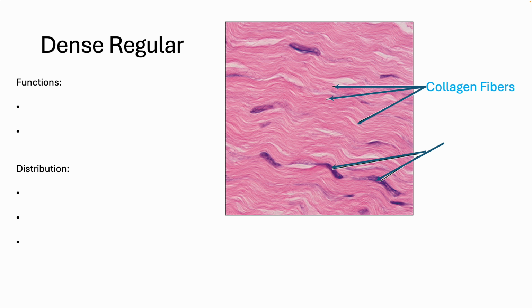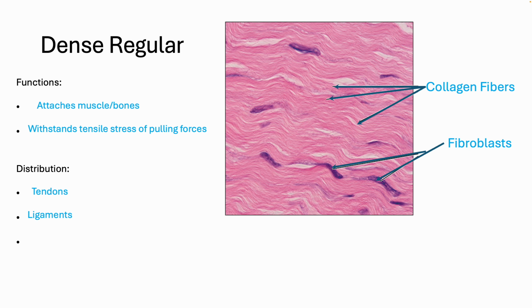Dense regular is going to consist primarily of parallel collagen fibers that you see here, and have a few elastic fibers. The cells that are present are mostly going to be fibroblasts. So they function to attach muscles to muscle or muscles to bone. So you have tendons that are going to attach muscles to bone. You have aponeuroses that are going to be flat sheet-like tendons that are going to attach muscles to other muscles and bones, and ligaments, which are going to bind bones together at joints.